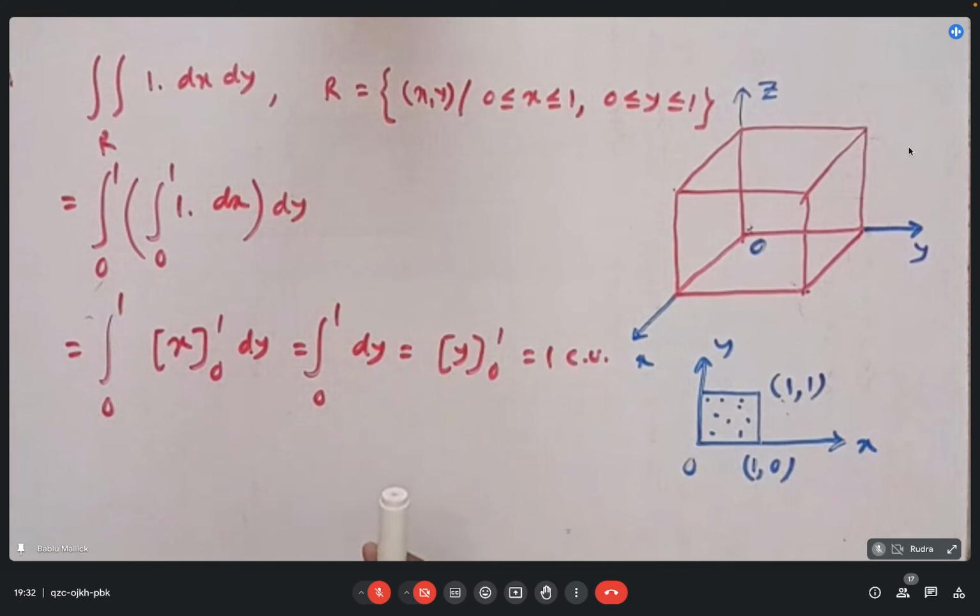Any problem? Achha, so this multiple integral is complete. Have you done function of two variables in your college? Limits, continuity? Yes, sir, done. Syllabus complete.